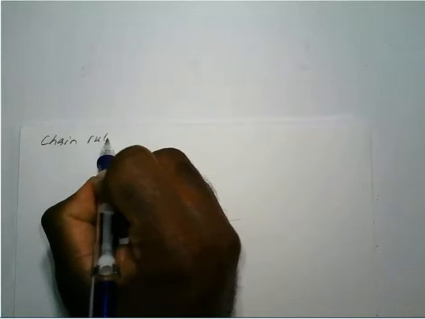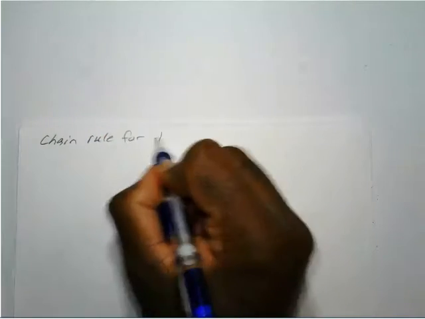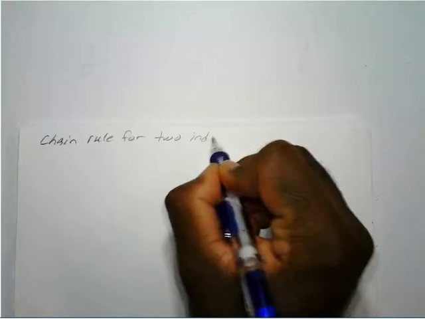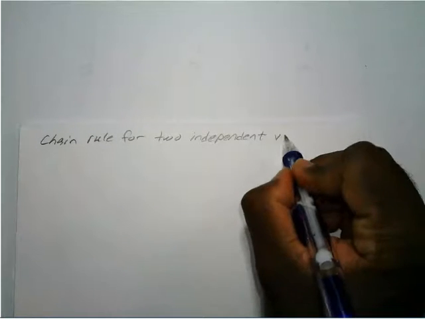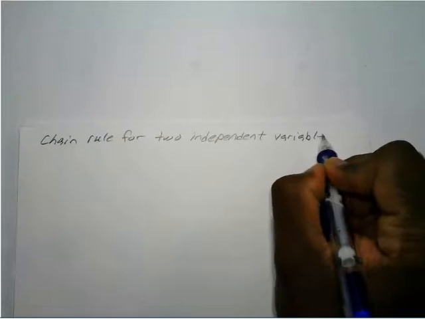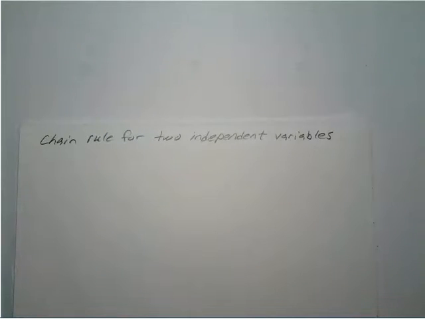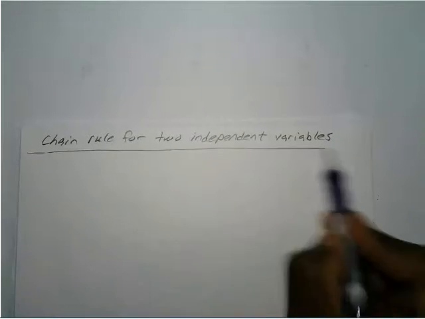Okay, now we're going to look at the chain rule for two independent variables. All right. So before we just had the independent variable of t. Okay, so what if we have more than one independent variable?